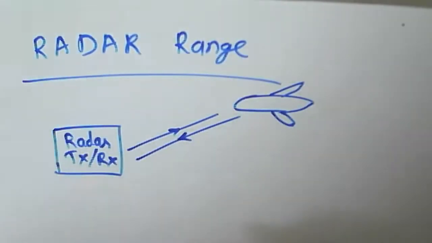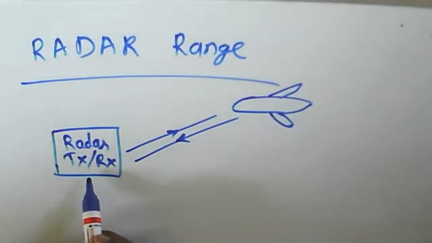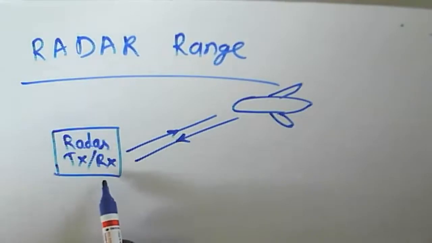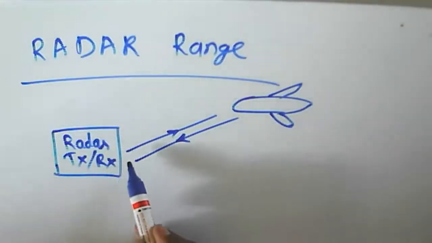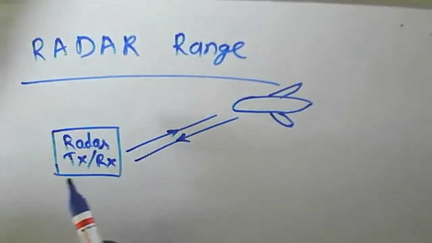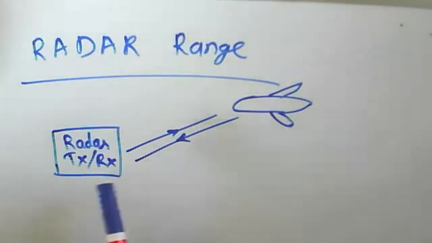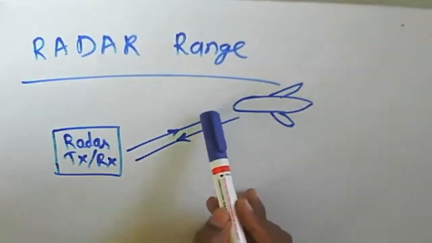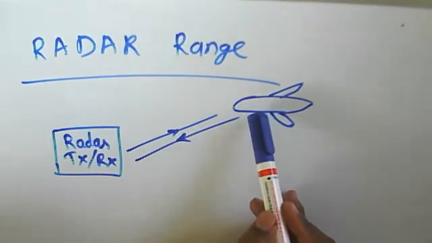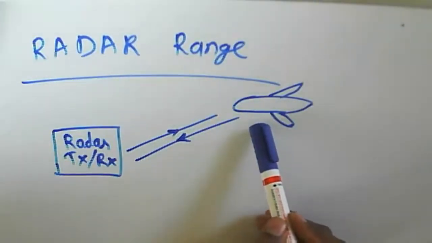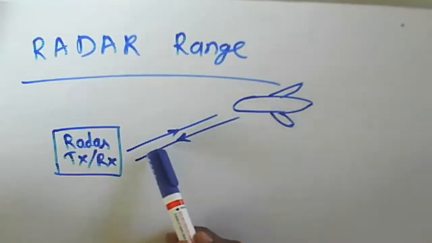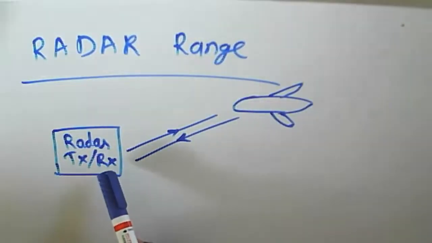In the general phenomenon, what is the role of a radar? It emits the electromagnetic signal, transmitting the electromagnetic signal. When that pulse reaches the object, it will be reflected from the object. So the energy is reflected back to the device here.